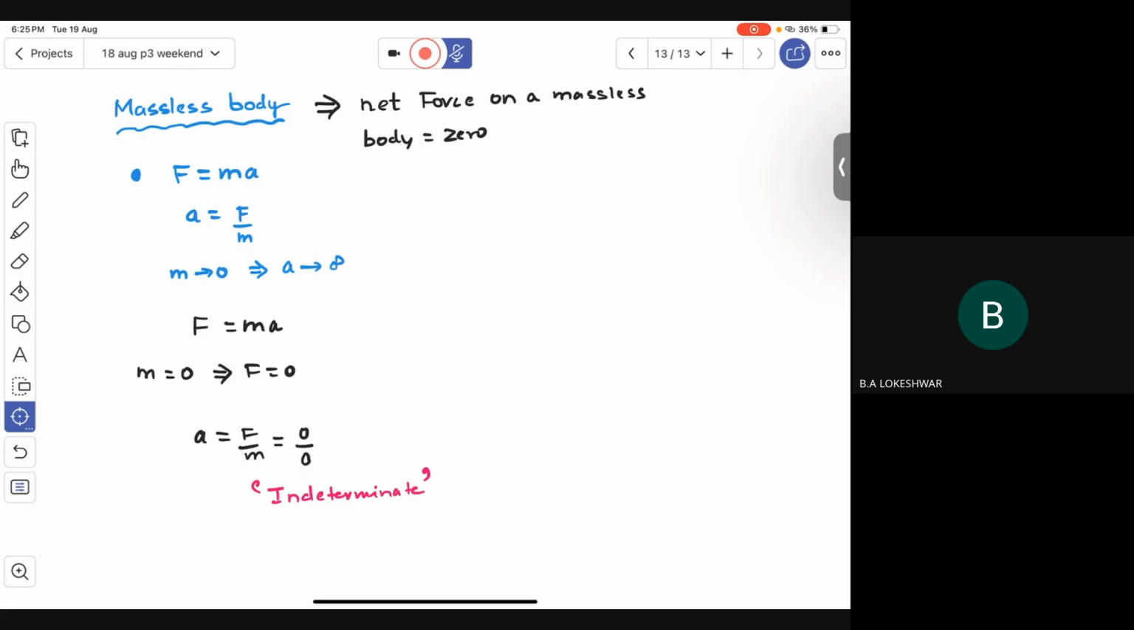That is a lot better than having a wrong answer, because a wrong answer means minus marks, and no answer means at least 0. So it is better to have no answer than a wrong answer. That is totally fine. So whenever we see a massless body, always make the net force on the massless body 0. I hope this point is clear to everyone. It's some theoretical thing. Think about it even if you don't get it in one go.